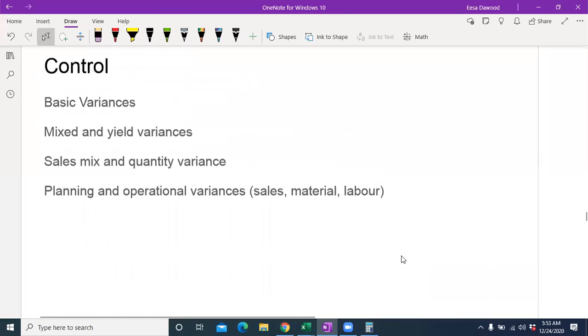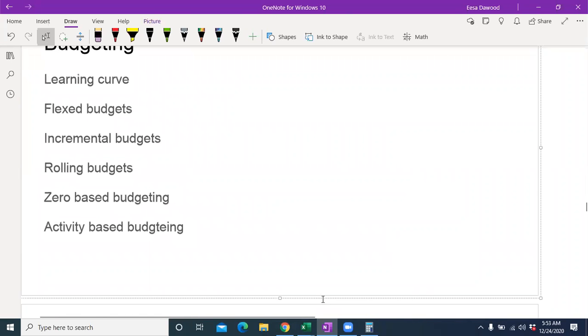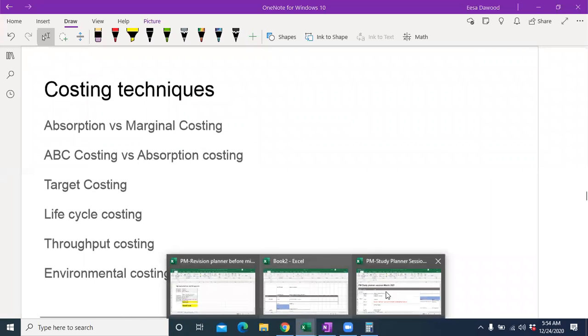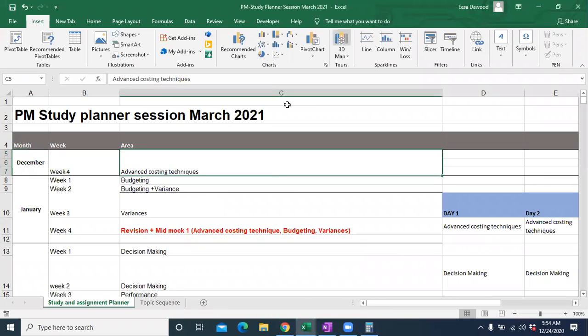Okay, so moving on to all these individual areas. Before that, I just want to share a study planner with you, because a lot of you were asking me about the planners, especially Shabuna and Komal Jain.